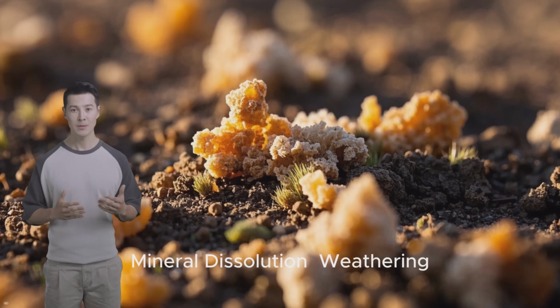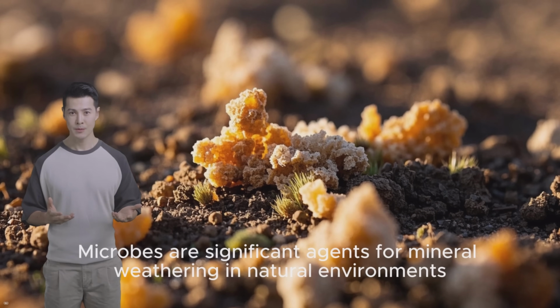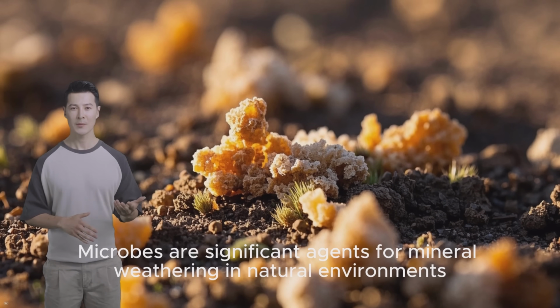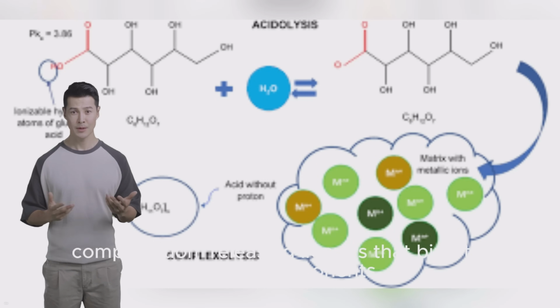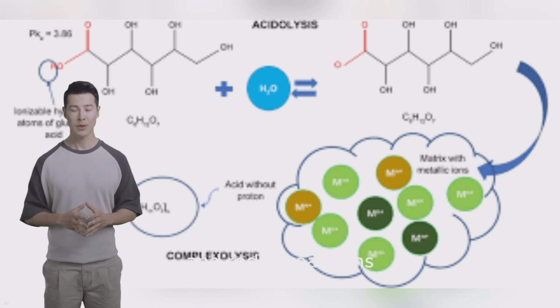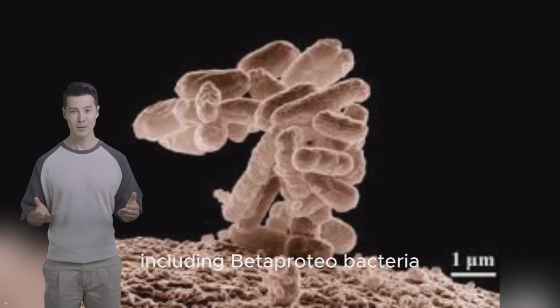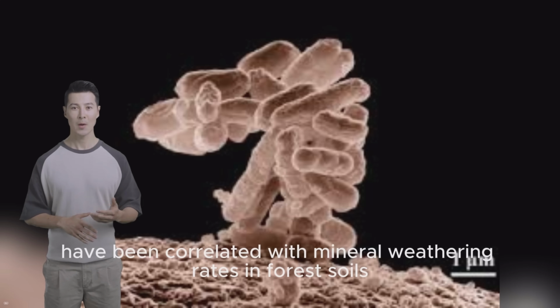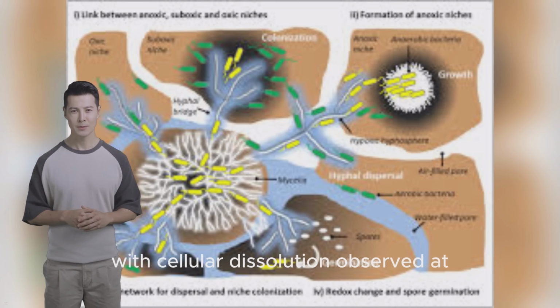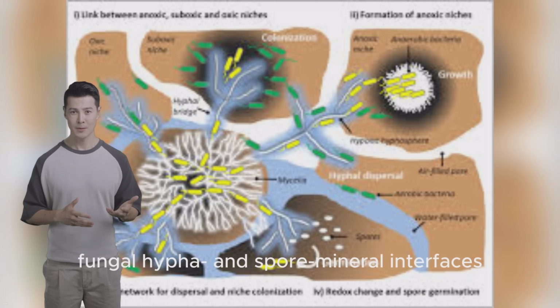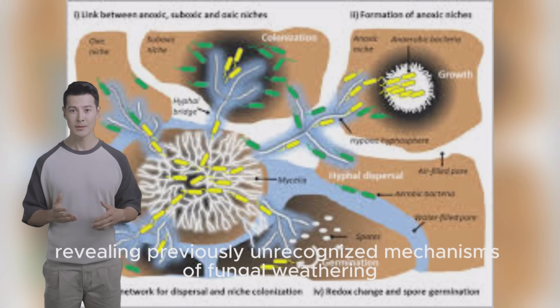Mineral dissolution, weathering. Microbes are significant agents of mineral weathering in natural environments. This involves processes like acidolysis, producing organic or inorganic acids to dissolve minerals, complexation, releasing ligands that bind to mineral components, and redox reactions. Bacterial communities, including Betaproteobacteria, have been correlated with mineral weathering rates in forest soils. Fungi also play a role, with cellular dissolution observed at fungal hypha and spore-mineral interfaces, revealing previously unrecognized mechanisms of fungal weathering.